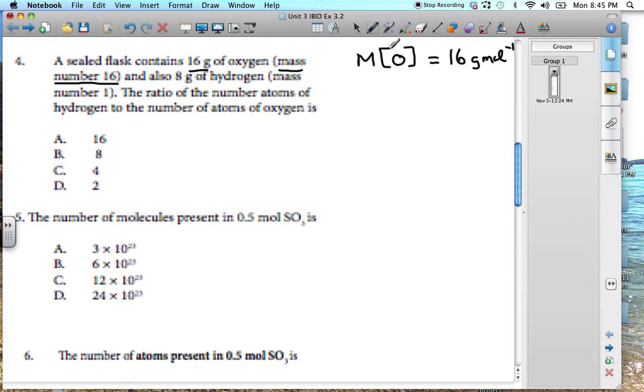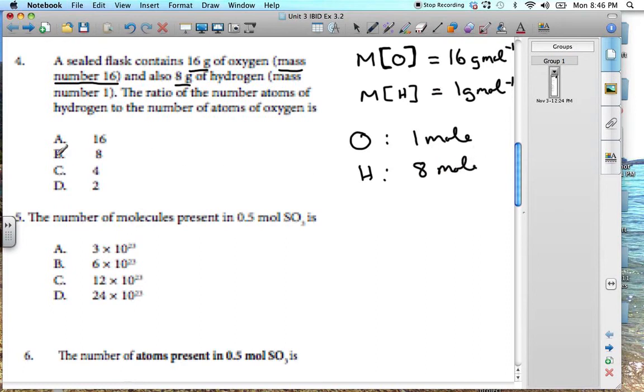We use this format of square brackets to denote the molar mass. And we've got 8 grams of hydrogen. It's got a mass number of 1. So the molar mass of a single hydrogen atom is equal to 1 gram per mole. Now obviously if we've got 16 grams of oxygen and 16 is the molar mass, we've actually got 1 mole of oxygen. And for hydrogen, because we've got 8 grams and the molar mass is 1 gram per mole, we've actually got 8 moles. So it's going to be B.